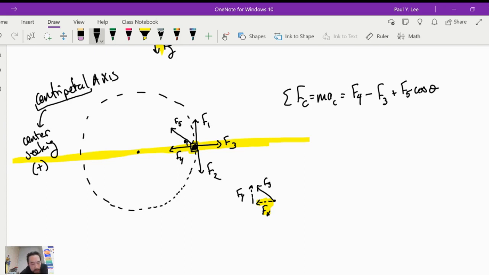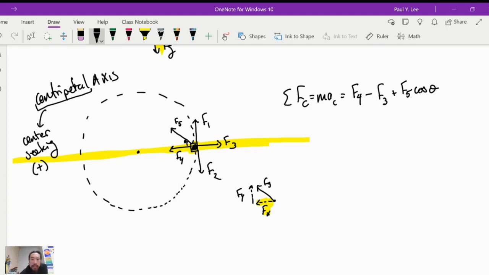Okay, and so the whole idea of up and down being positive and negative, left and right, positive and negative, all that goes out the window. The only thing that matters is that if it's center seeking, the force is positive. If it's away from the center, it's going to be negative. And anything that is not along the centripetal axis does not matter. Meaning that only the forces along that axis actually cause it to move in a circle.